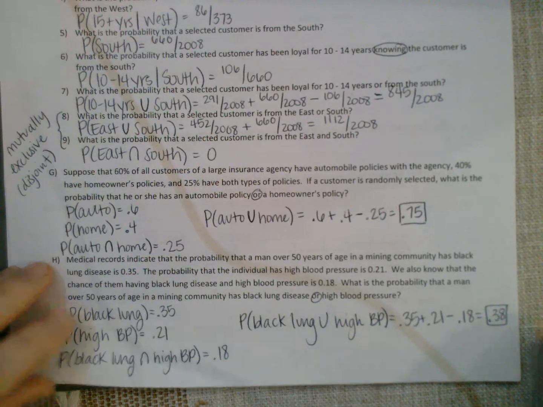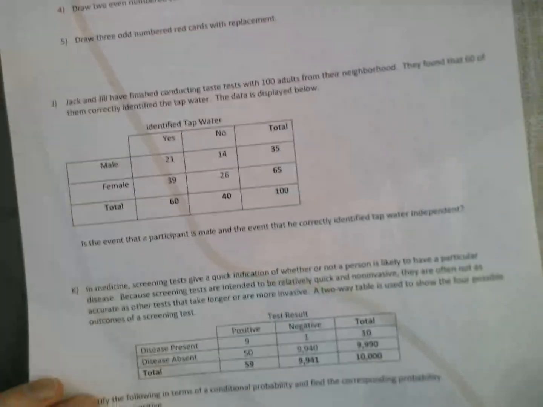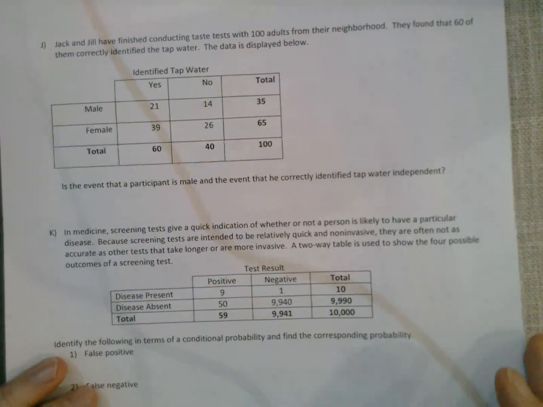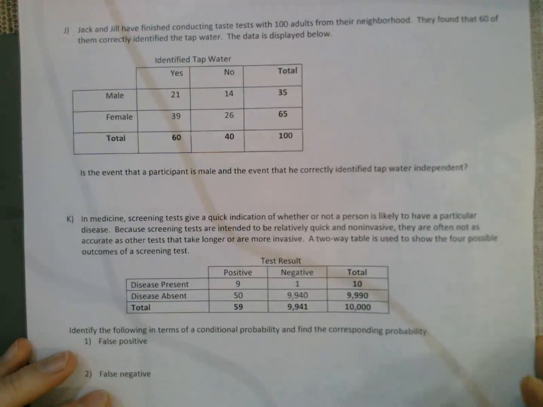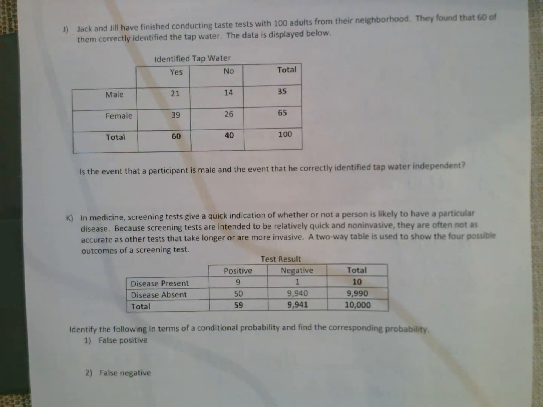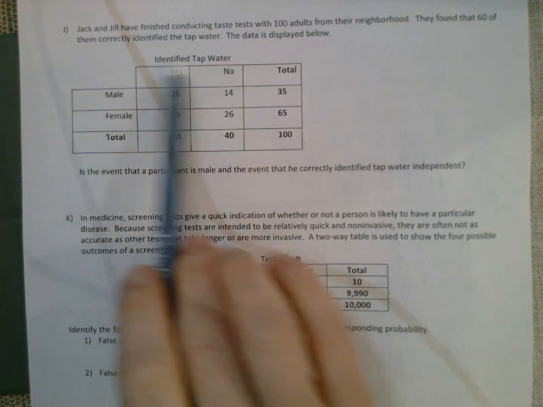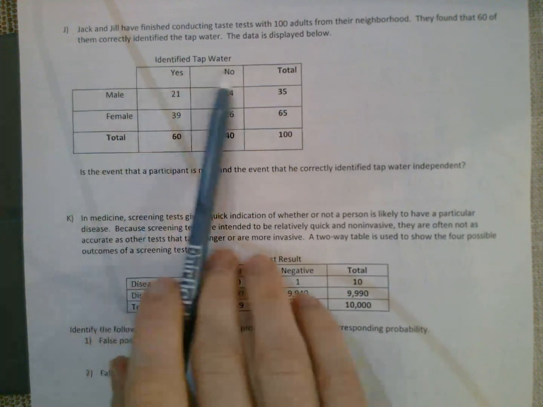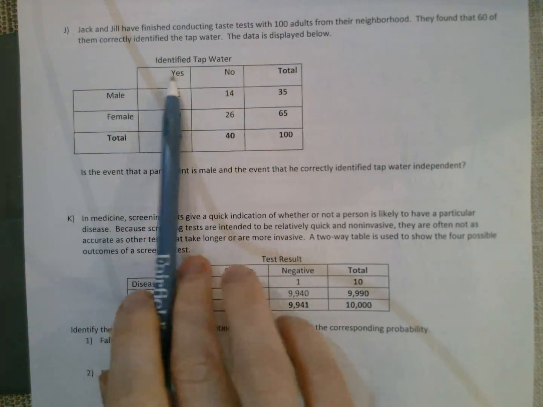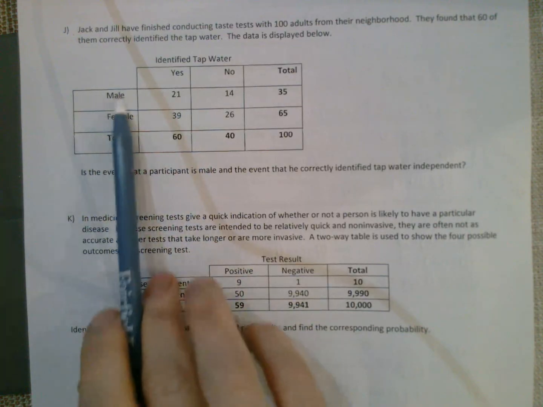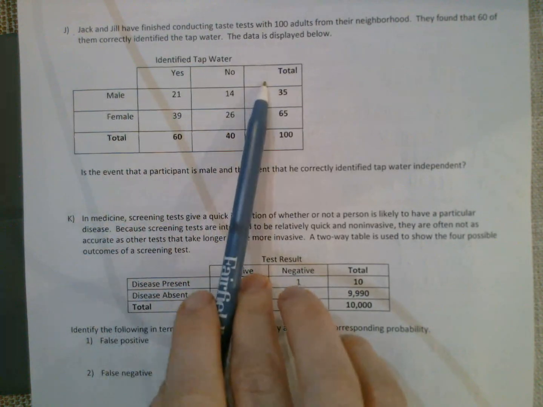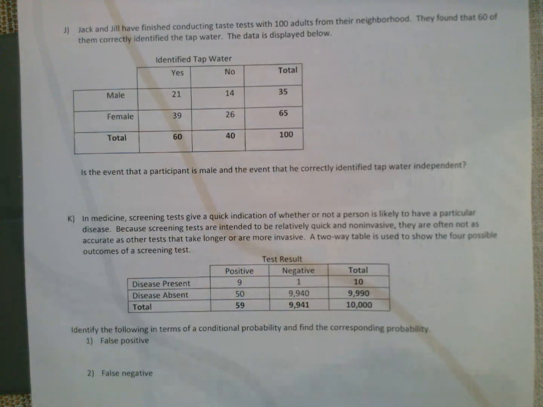Okay, I'm going to do one more example today. I'm skipping over letter I for right now, and I want us to look at letter J. Jack and Jill have finished conducting taste tests with 100 adults from their neighborhood. They found that 60 of them correctly identified the tap water. And so we have data displayed below. This is a little two-way table, very nice and small. We have two outcomes, correctly identifying tap water, either yes, they did or no, they didn't. And then the male and female and the totals, and our grand total down here in the bottom corner.